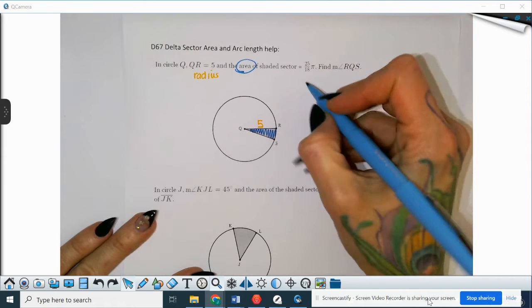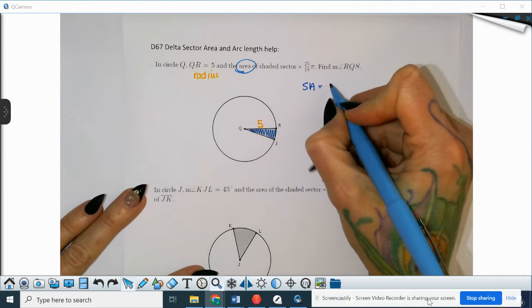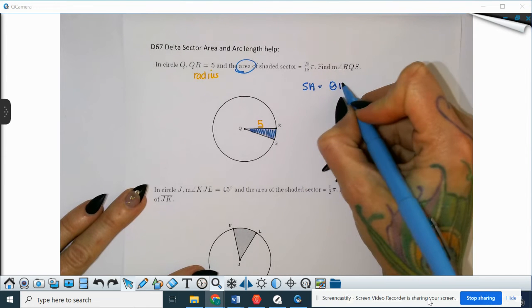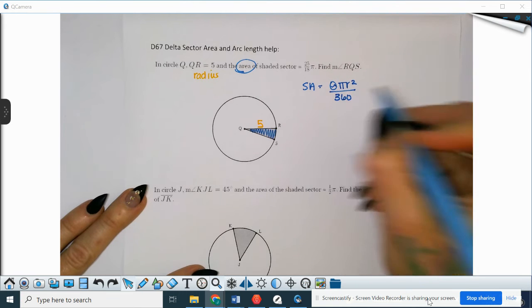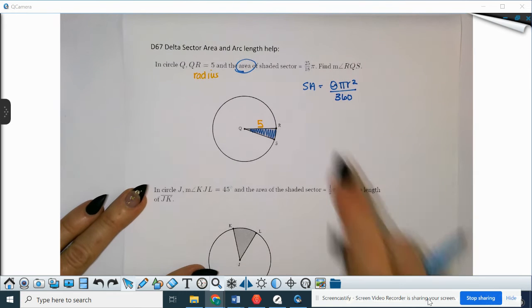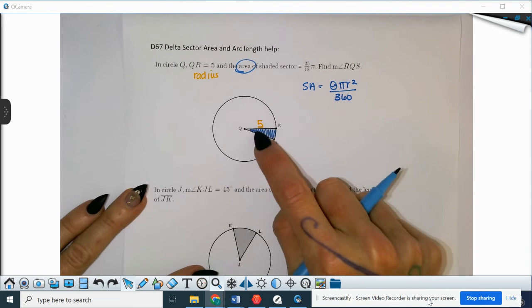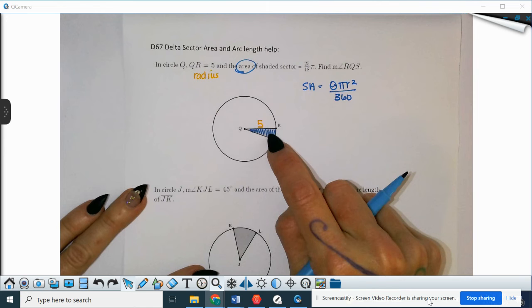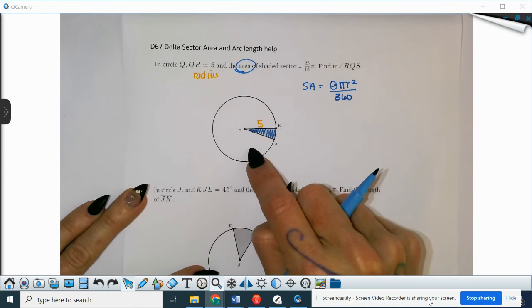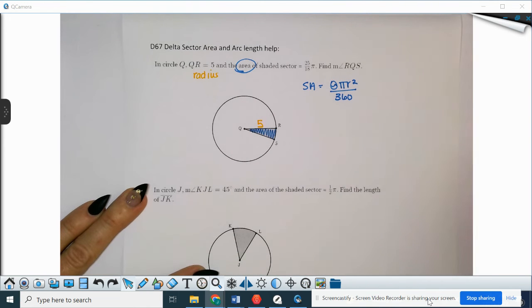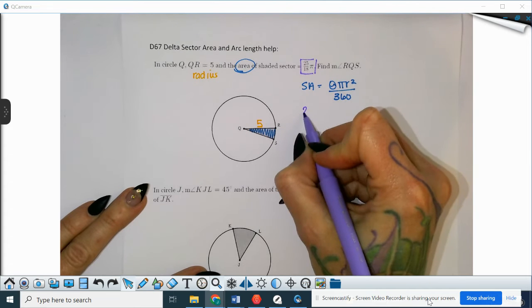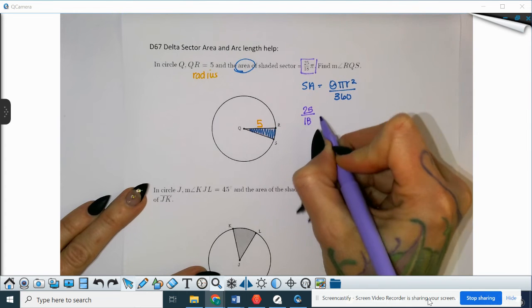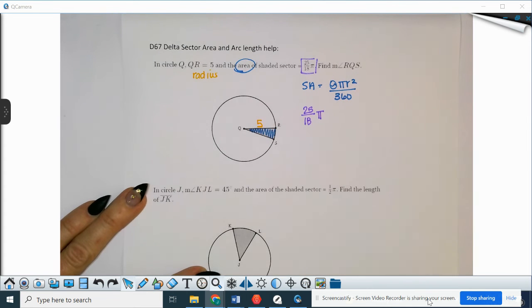So sector area equals theta, which is your angle measure, times pi r squared, which is the area of a circle, divided by 360. Because again, with sector area, you are trying to figure out how much area this slice of pie or pizza takes up relative to the entire circle. So in that case, we know that the sector area, because it says area of the shaded sector, is 25 over 18 pi. And that goes in the place of sector area.